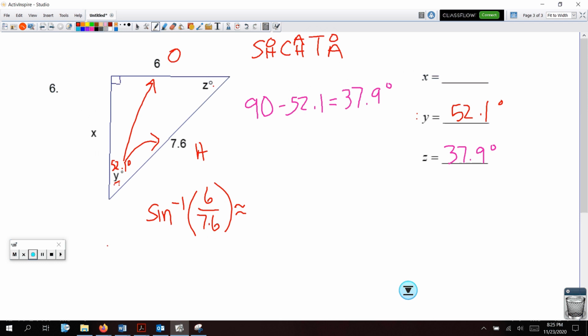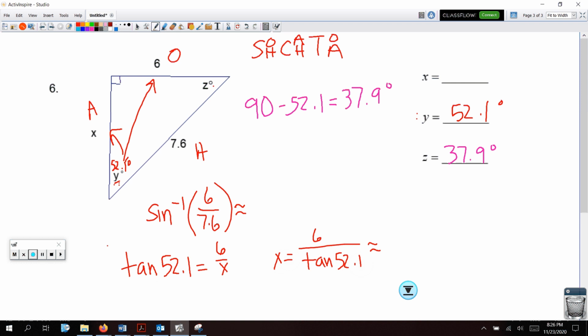I'm looking for x, which is adjacent. This is adjacent. So adjacent, opposite, that's tangent. Tangent of 52.1 degrees is equal to 6 over x. That makes x equal to 6 divided by tangent of 52.1.